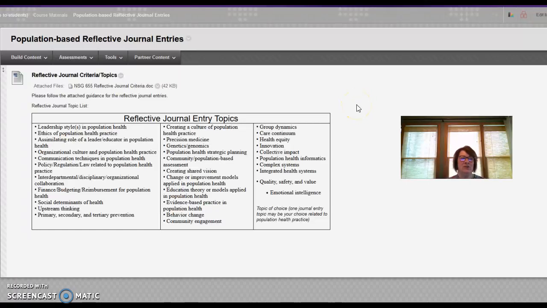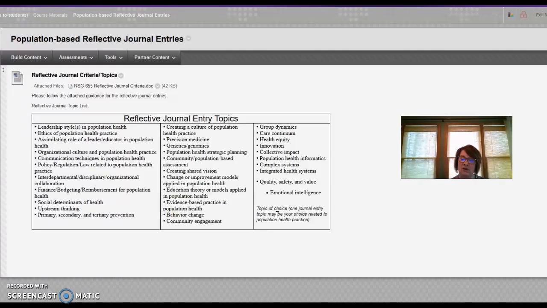Hi everyone, we're going to go through your population-based reflective journal entries. Throughout your practicum you will be completing journal entries, a total of 5, and you will be able to choose your topics based on the focus of your practicum experience. I've included a list of recommendations for your topics, and there is also a wild card, where you can choose a topic that is meaningful to you.